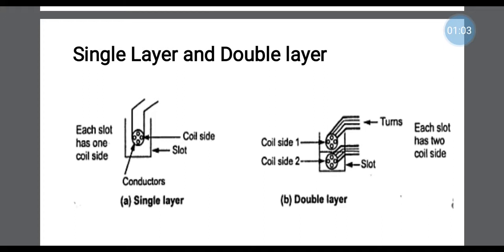And double layer, you can notice down there are two coil sides here. So in the same slot, in a single slot, there are two coil sides placed. Each slot has two coil sides. Then we can call it a double layer winding.